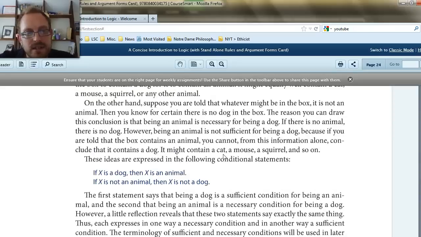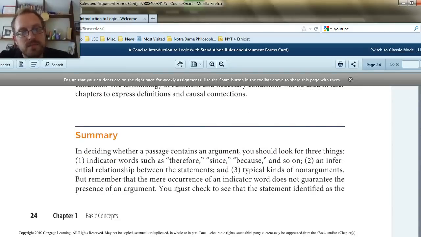Here's an example that Hurley gives, right? If X is a dog, then X is an animal. If X is not an animal, then X is not a dog, right? So the first statement says that being a dog is a sufficient condition for being an animal, right? Because in order to be an animal, all you have to do is be a dog. The second statement expresses a necessary condition rather than a sufficient condition, okay?